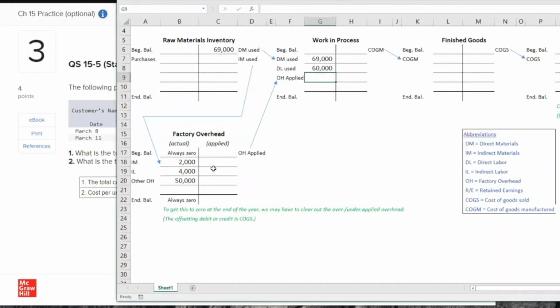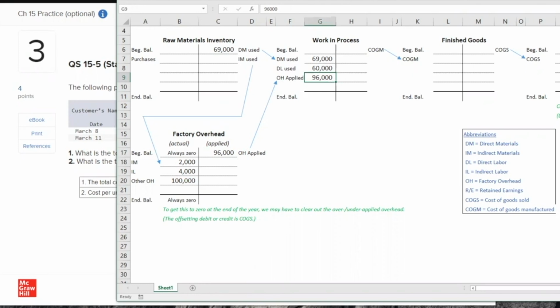So we're going to take 96,000 out of this account and stick it here. It's called overhead applied. Actual overhead goes here. When it's applied to a job, we take it out of the overhead account by crediting it and debit it into the work in process account.